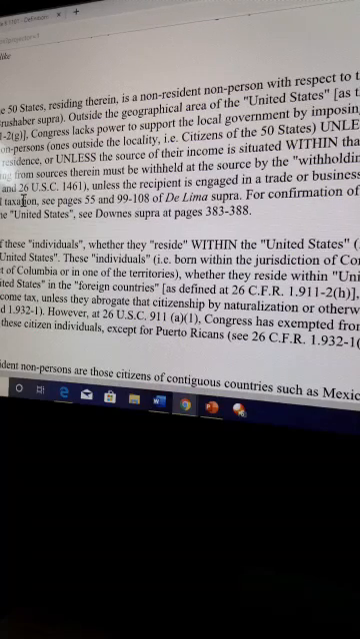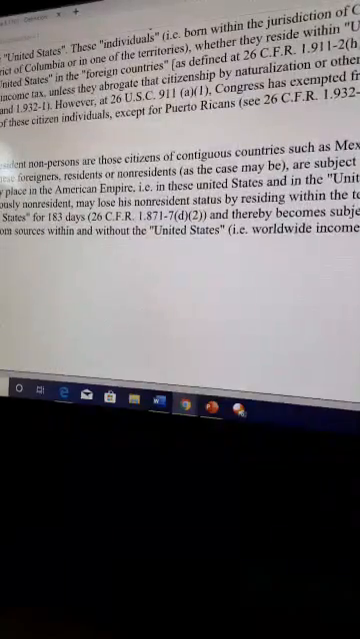Whether they reside within the United States territories, without the United States, in the foreign countries as defined at Title 26 CFR 1.911-2H, or abroad, are still liable for federal income tax unless they abrogate that citizenship by naturalization or otherwise. See Title 26 CFR 871-5 through -6 and -12 and 1.932-1. However, at Title 26 USC 911A1, Congress has exempted from taxation all foreign earned income. Ladies and gentlemen, do you earn a foreign earned income? Of these citizens individuals, except for Puerto Rico. See Title 26 CFR 1.932-1B, IRS Form 2555.